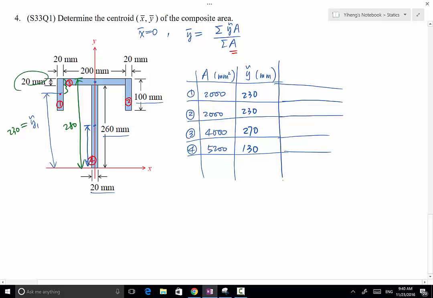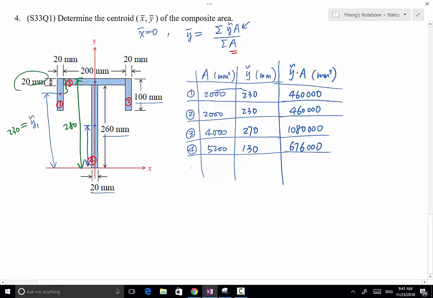For the next column, remember we need to calculate y tilde multiplied by A. It has a unit of millimeter to the 3rd power, which is actually not very important. So we're going to take these two numbers and calculate their product. So 2000 times 230, that's going to be 460,000. Same thing, 460,000. And then we have 1,080,000 and 676,000.